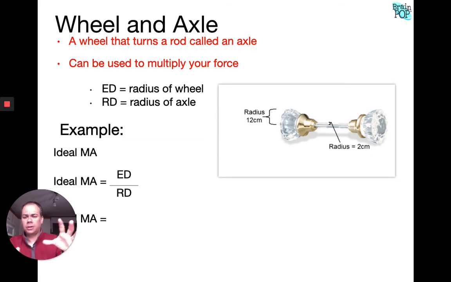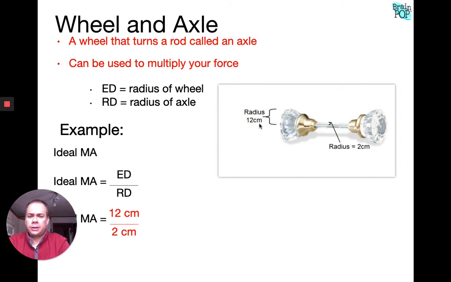And the larger the knob, the greater the multiplication of your force. So in this example, we use the radius of each portion to calculate mechanical advantage. The radius of the knob part, the wheel part, is 12 centimeters. The axle is 2 centimeters.